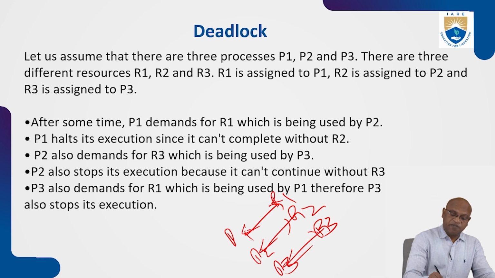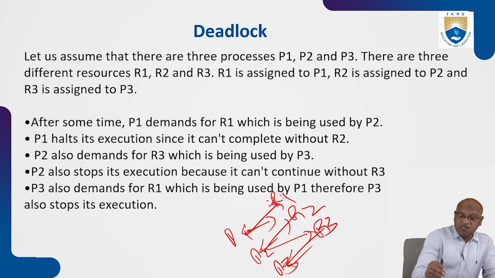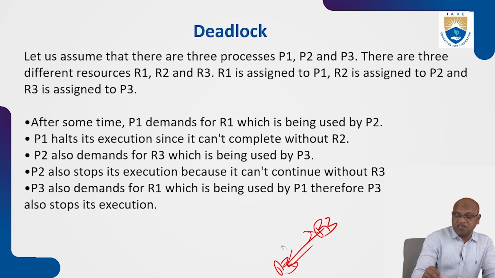Like this, each one demands the next one's resource. So it's interlocked. Once a resource is allotted, they won't release it unless they execute, because for execution it requires another resource, and that resource is held by somebody else. So that's the main case.